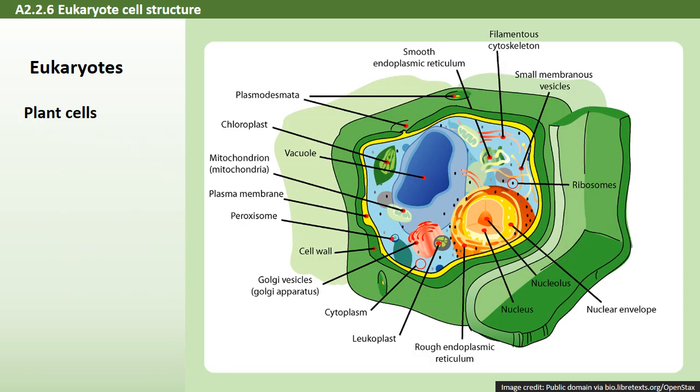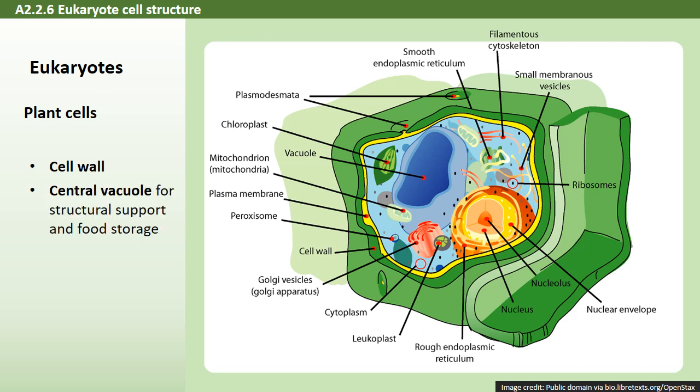Plant cells are also eukaryotes. And there are a few things that are different between plant and animal cells. So, cell wall. Animal cells don't have that. Central vacuole for structural support and food storage. And this vacuole is permanent. It's always there. And chloroplasts. That's where photosynthesis takes place.